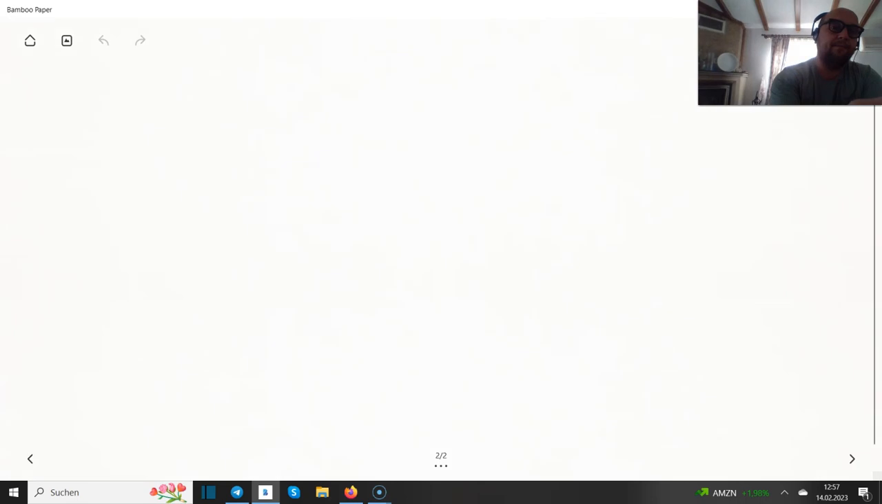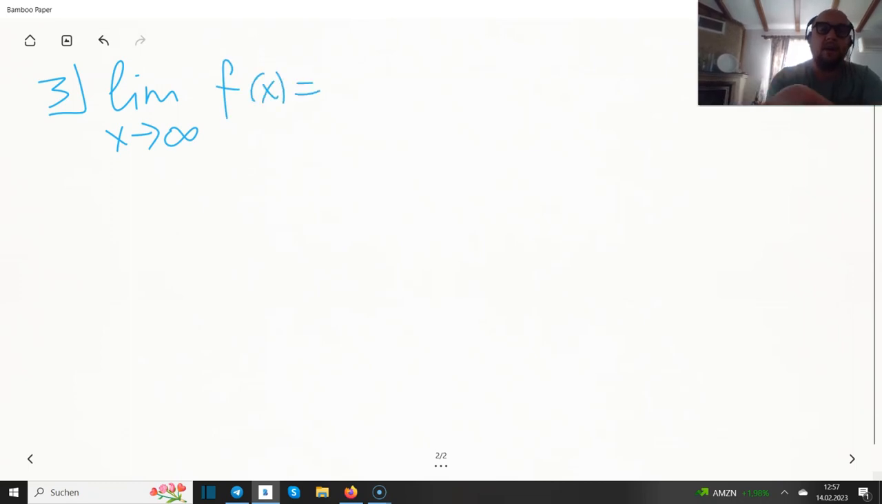Number three, limits, x towards plus or minus infinity. This case doesn't matter because of the symmetry. So obviously, if x squared is increasing to infinity, the whole stuff is going to 0.